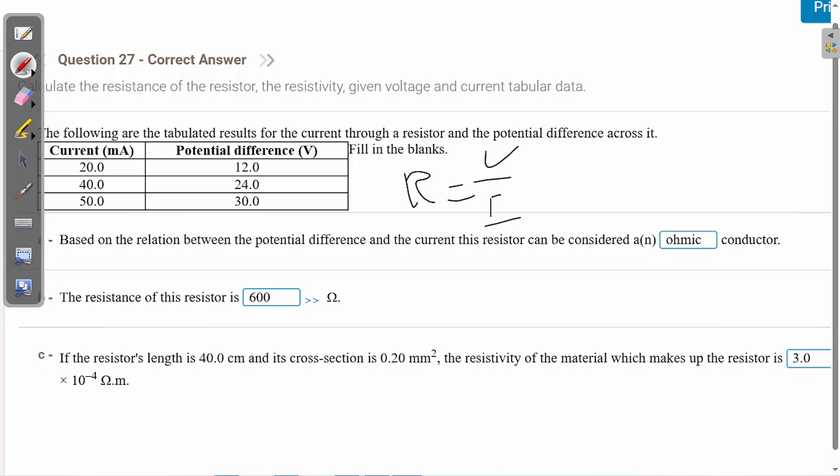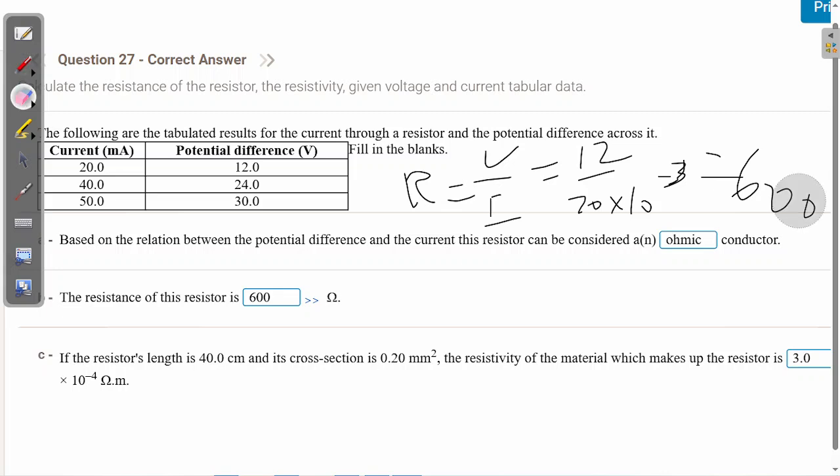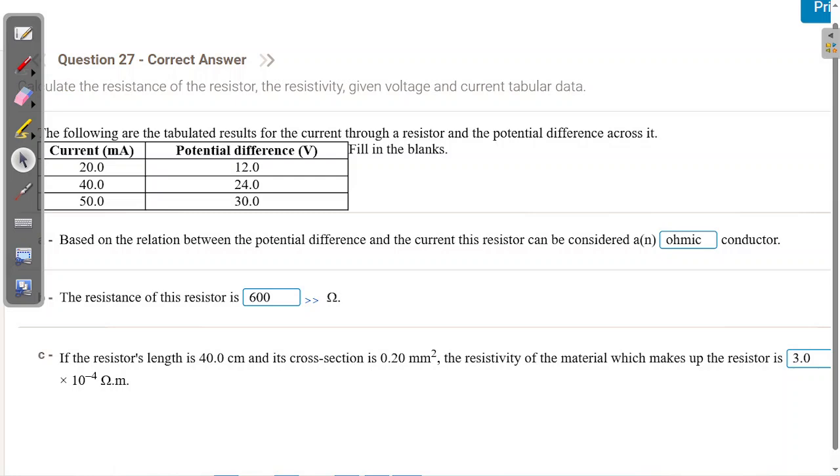12 over 20 times 10 to the negative 3 is equal to what? 10 to the negative 3 because milliampere. You get 600. And then if you do for the rest, you also get 600 for each one. So you can say it's an ohmic conductor. And what's the resistance? We just found it at 600.